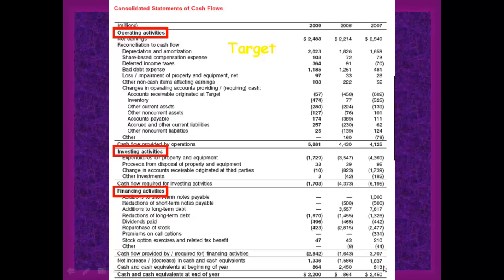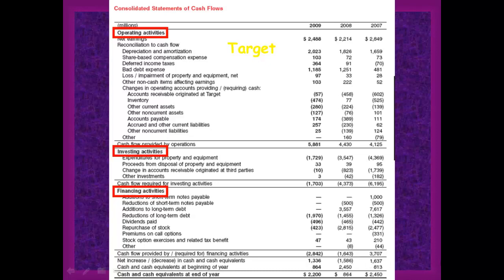So let's just look at the bottom line. This is a couple years back on Target. 2007, 1,600 positive means what? More cash came in than went out. 2008 was not the best year. 2008, more cash went out than came in. And then back to 2009, more cash came in than went out.